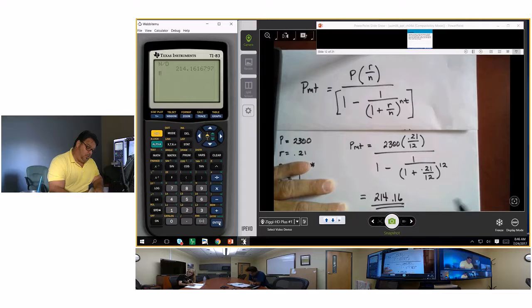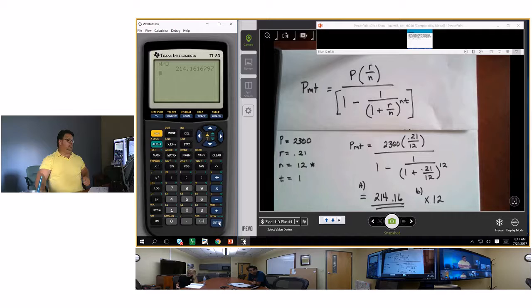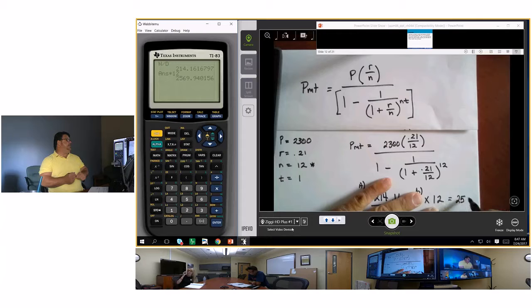Now, part B. That was part A. Part B is I'm going to multiply that by 12 because there are 12 payments. Times 12. 2,569.94. How did you get so good? I rounded.